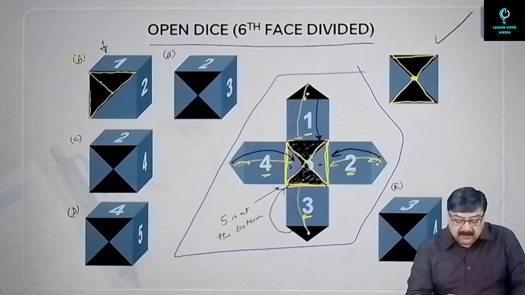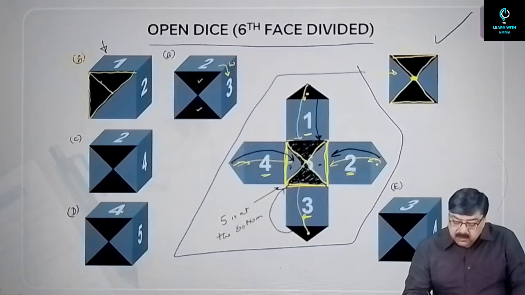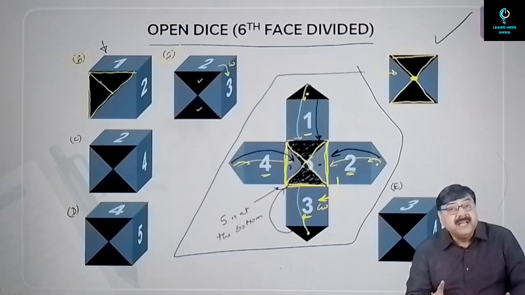Can we have diagram B? Well, this is correct because this is same as this diagram. And from 2, if we go to 3, it is in the clockwise direction. And from 2, if we move towards 3, yes, it is the clockwise direction. So, B is fine. Diagram B can be formed.